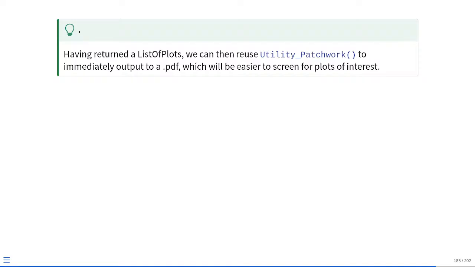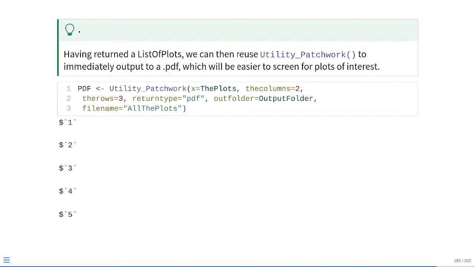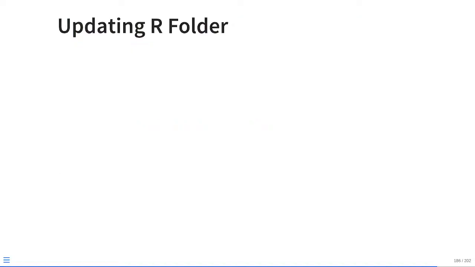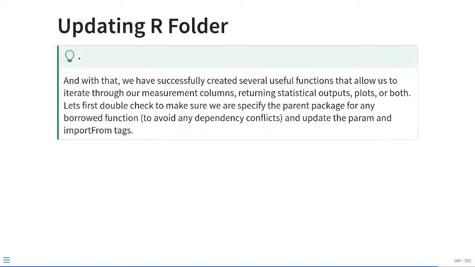It'd be much better for our workflow to output them to a PDF file where we can quickly screen through them. So that's where we are going to reutilize patchwork to combine all our plots into a PDF that will allow us to quickly and easily screen our plots of interest. And sure enough, everything runs. So at this point, we have successfully created several useful functions that allow us to iterate through these measurement columns, returning statistical outputs, plots, or combinations of both.